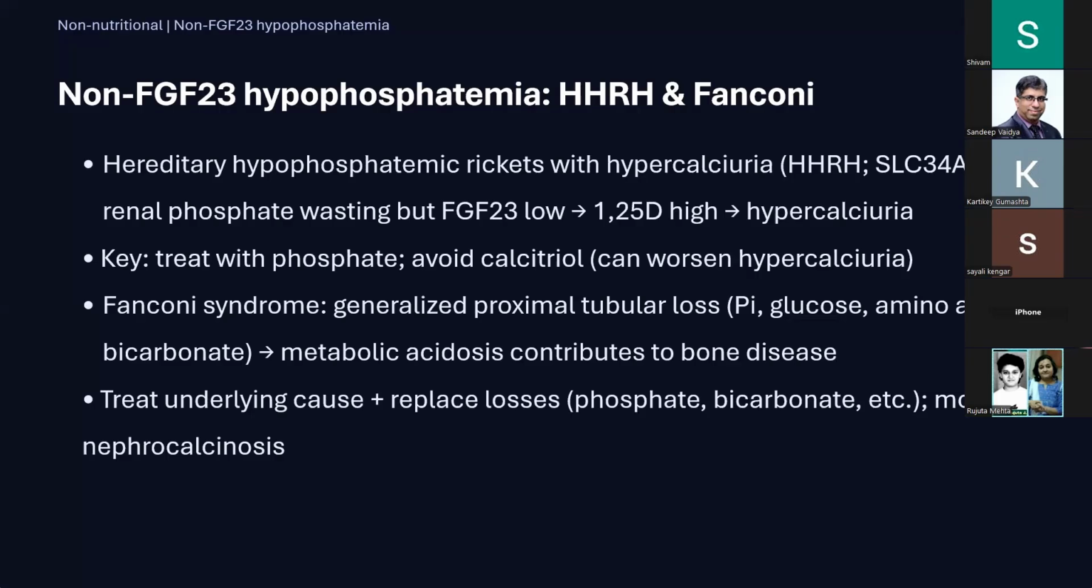Then there's an entity called Fanconi syndrome, in which there is generalized proximal tubular loss of phosphate, glucose, amino acids and bicarbonate, thus causing metabolic acidosis, which also contributes to bone disease. Again, the underlying cause has to be treated, and all the losses have to be replaced. In such cases, nephrocalcinosis has to be monitored as it can cause hypercalciuria.